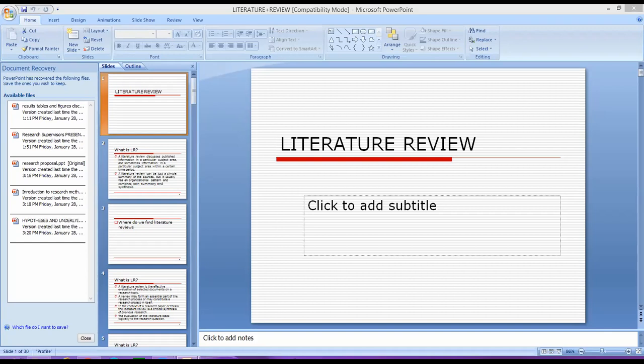Okay, so here's just a difference between a good literature review and a poor literature review. A good literature review is a synthesis of available research, while a poor one is an annotated bibliography.